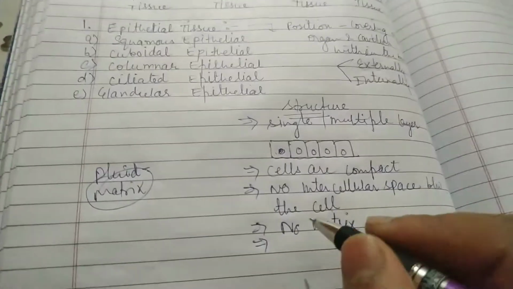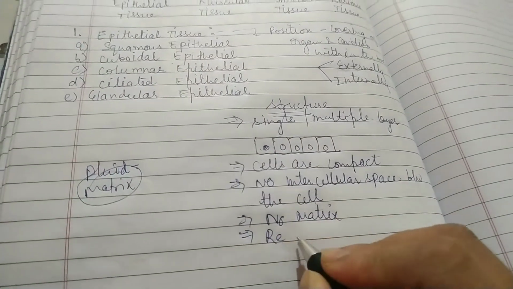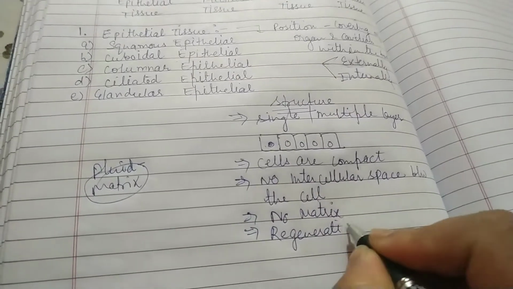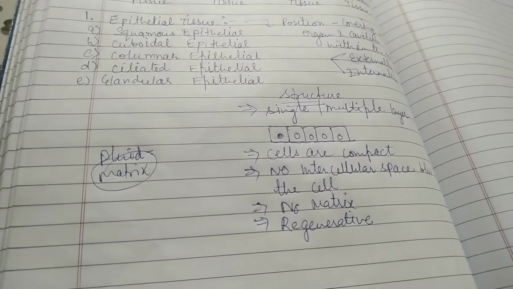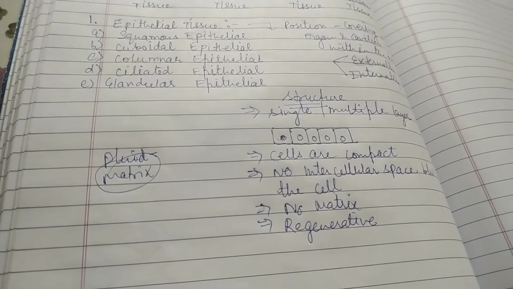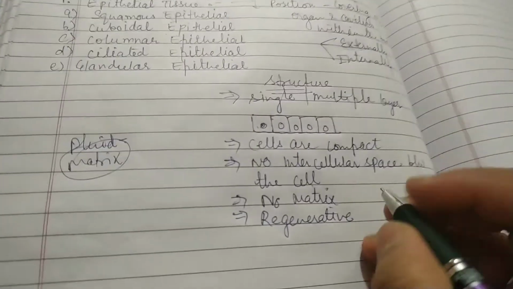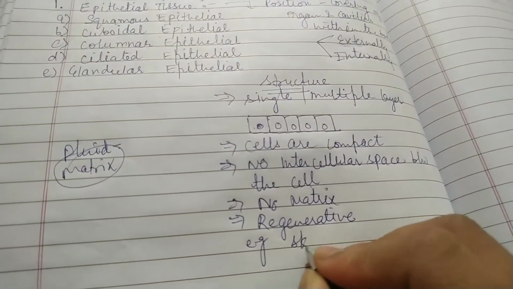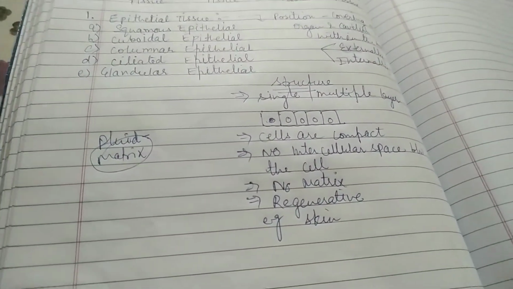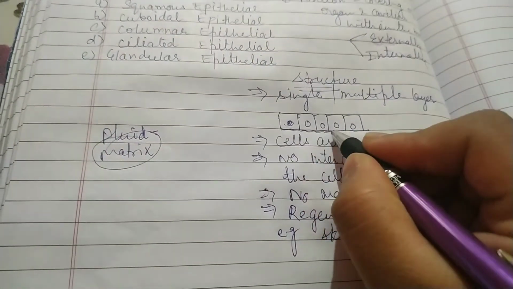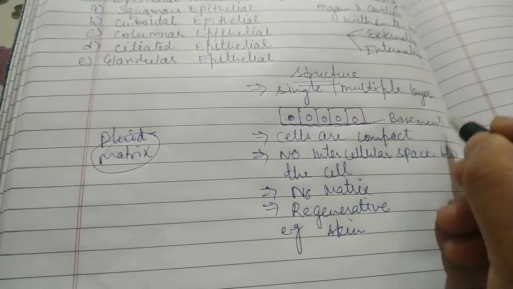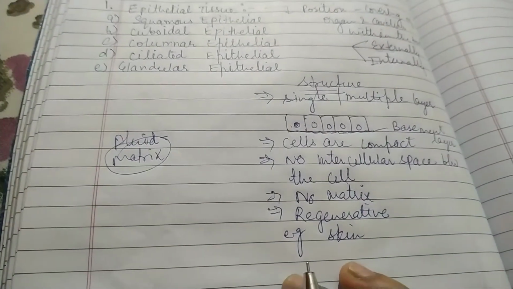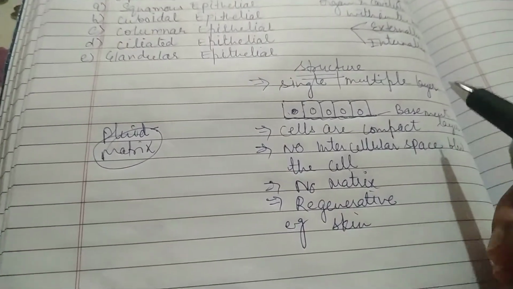The next property is that it is regenerative. How can we say it is regenerative? See, our skin, after some time, regrows. So it is regenerative. This lining is called the basement layer. I hope this is clear to all of you about epithelial tissue.